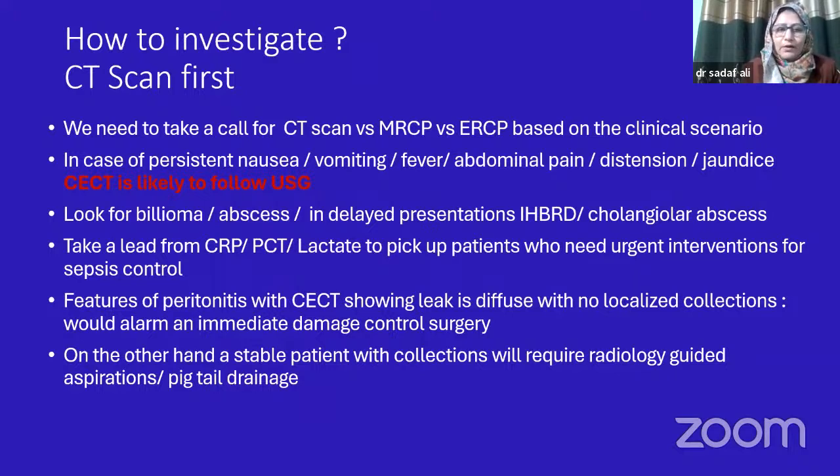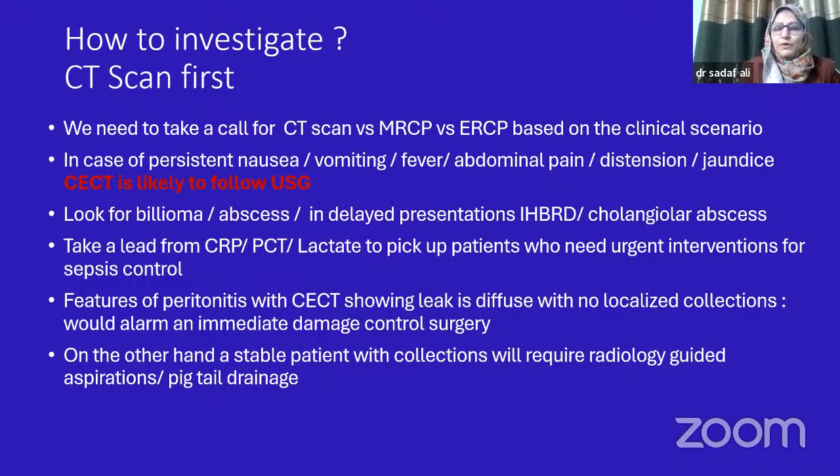on the clinical scenario. In patients with persistent symptoms, nausea, vomiting, fever, distension, you'll go for a CT scan first, following ultrasound. We look for the collections and the abscesses if present. You need to take a lead from concurrent doing of CRP, procalcitonin, lactate in selected patients, and pick up the need of urgent intervention for sepsis control.